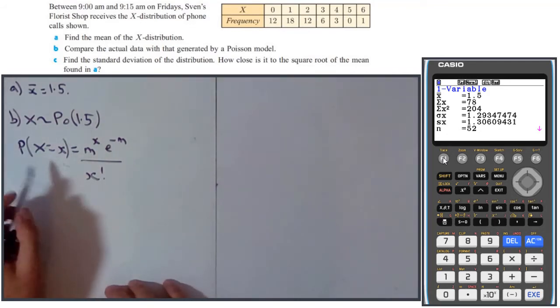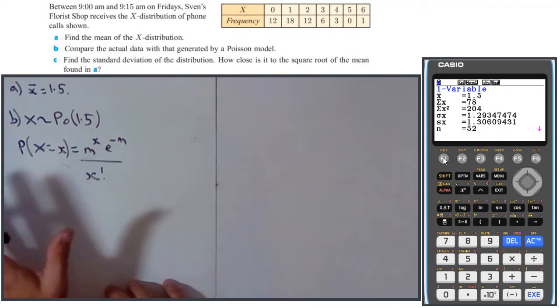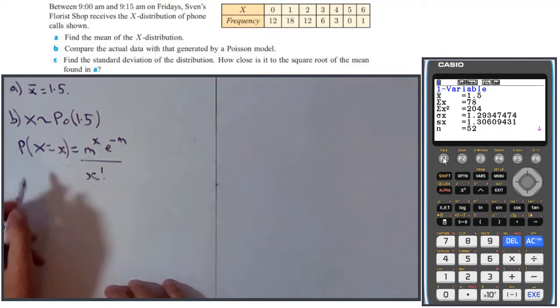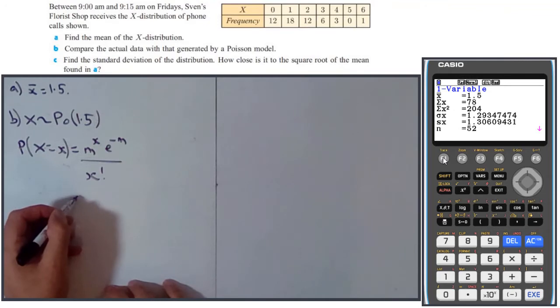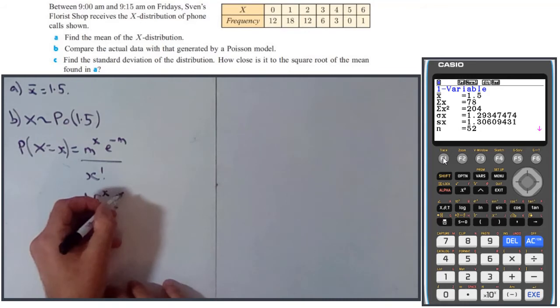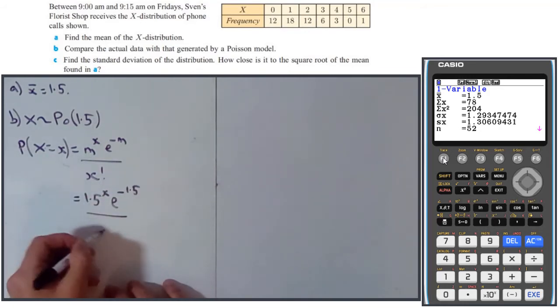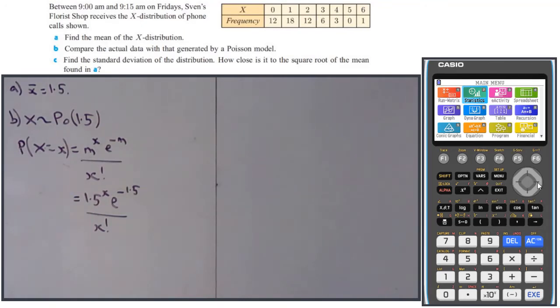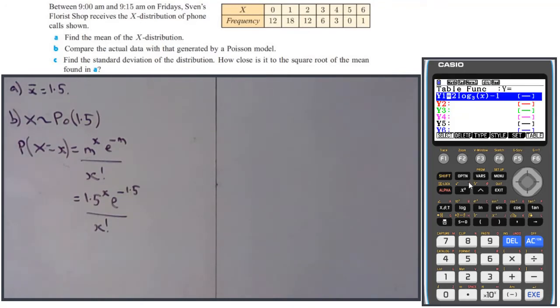Because I'm generating lots of things of a repetitive nature, and because the x's go up in ones, I'm going to use table mode for this. So my function is going to be 1.5 to the x, e to the minus 1.5, over x factorial. If I put that in, that should give me some Poisson probabilities. I'll do that first, then we'll talk about how we're going to turn them into expected frequencies. So if we go to table mode, if you've got a function in there already, get rid of it.